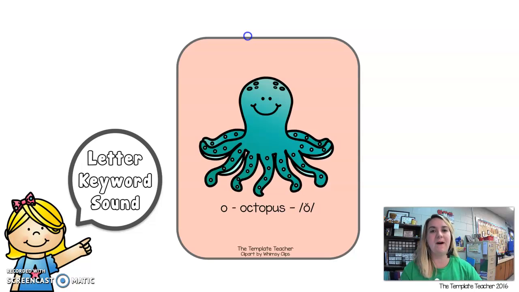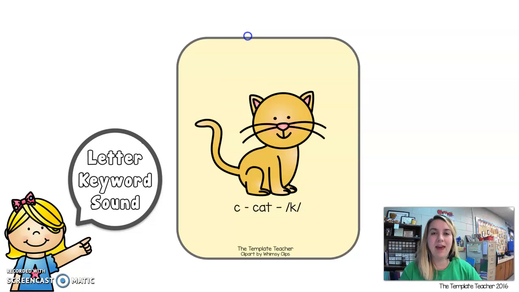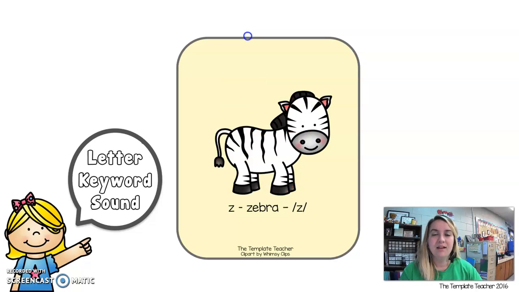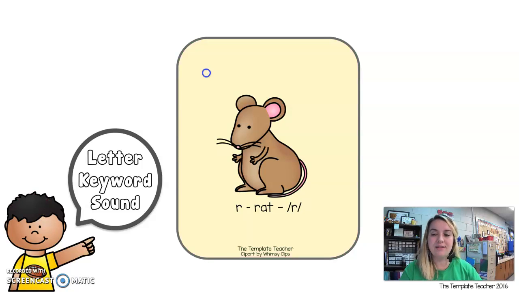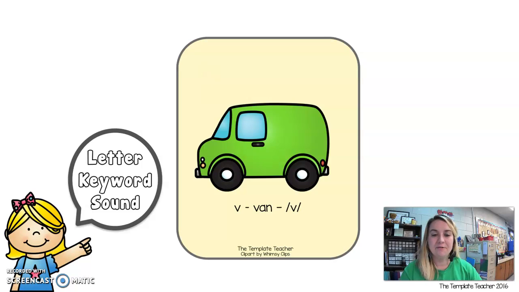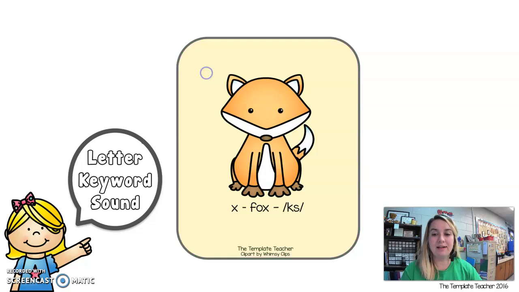O, octopus. C, sock. C, cat. Z, zebra. A, apple. R, rat. V, van. U, up. X, fox.